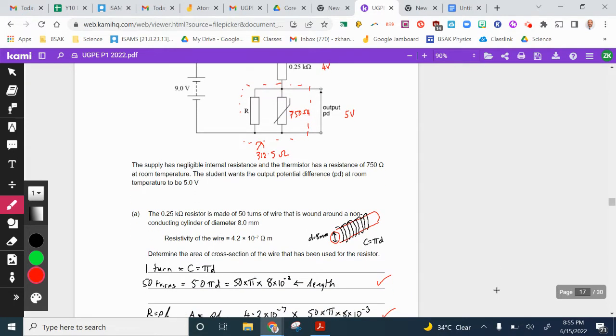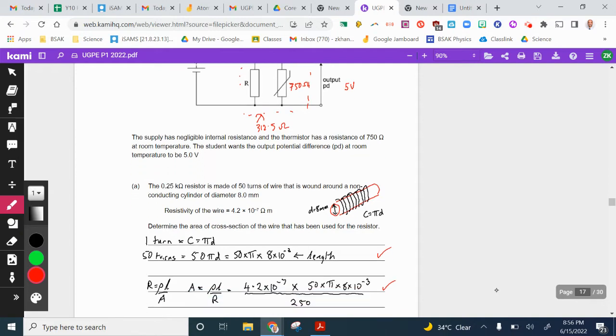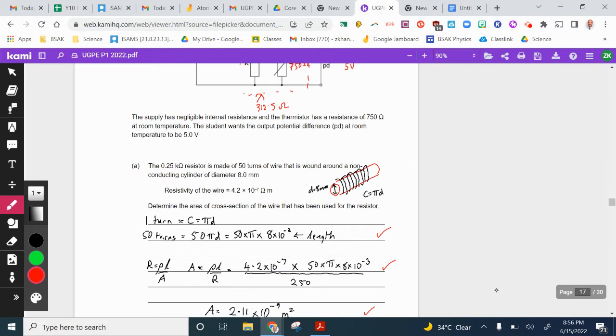The 0.25 kilo ohm resistor is made up of 50 turns of wire. Okay, so it's wrapped around 50 times on a non-conducting cylinder of diameter 8 millimeters. So the diameter of this cylinder where this wire is wrapped around is 8 millimeters. Now, the resistivity is given to you here. It says determine the cross-sectional area of the wire that has been used for the resistor.